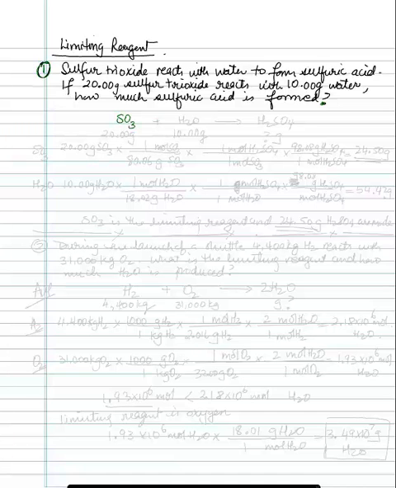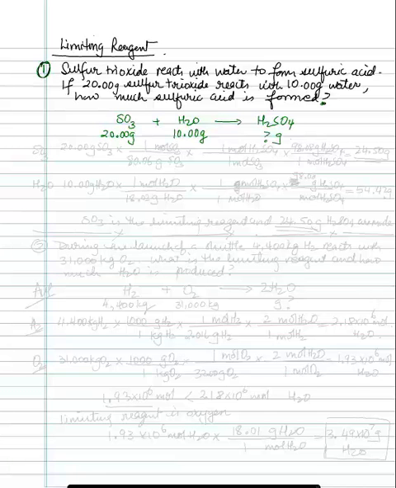So sulfur trioxide plus water to give sulfuric acid, H2SO4. And let's see if the equation is balanced. We have 1 sulfur, 4 oxygens and 2 hydrogens on each side. So yes, it's balanced. So the question is then, if 20.00 grams of sulfur trioxide reacts with 10.00 grams of water, how many grams of sulfuric acid are formed?